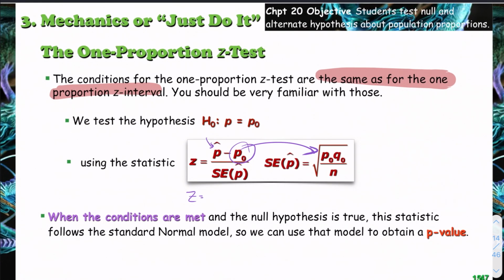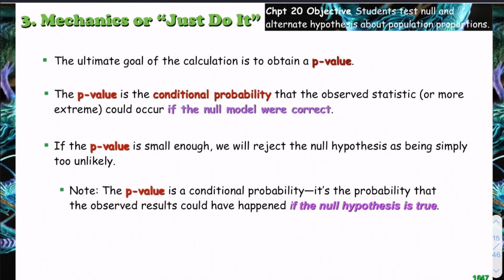When the conditions are met and the null hypothesis is true, this statistic follows the standard normal model, so we can use that model to obtain our p-value. And that's actually what the calculator is using: we're making a normal model. So the ultimate goal of the calculation is to obtain a p-value and then make a decision based off of that p-value. The p-value, again, is the conditional probability that the observed statistic could occur if the null model were correct. If the p-value is small enough, we will reject the null as simply being too unlikely.